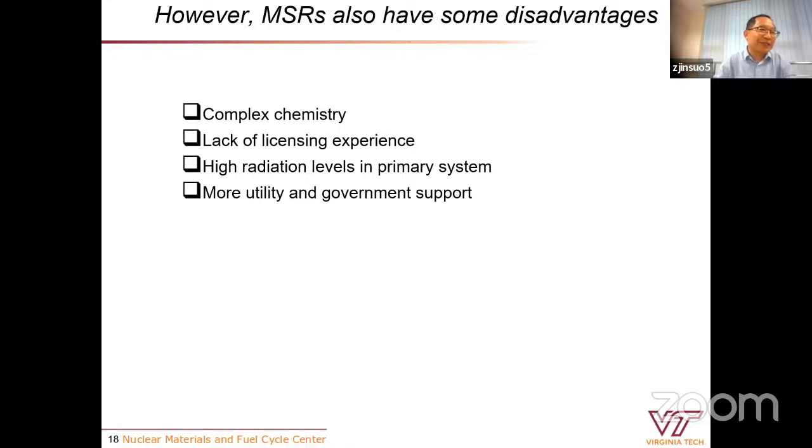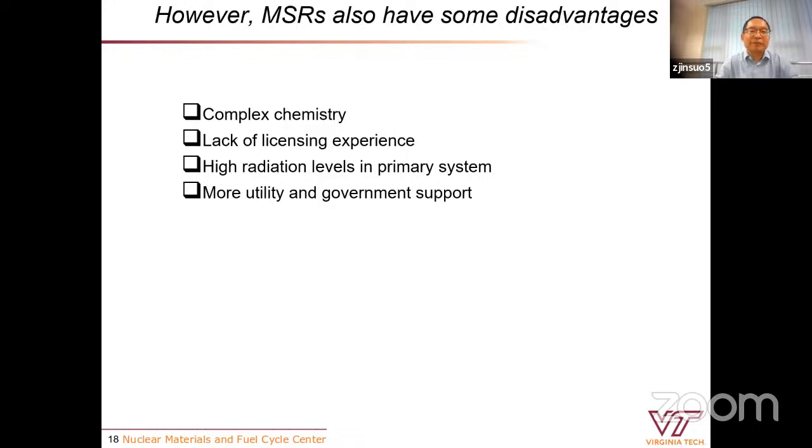However, I listed lots of advantages of molten salt. Everything has two aspects, right? They also have their disadvantage, because it is a very complex chemistry. You dissolve everything into the molten salt, and we do not have licensing experience. Even in the USA, the NRC does not have much licensing experience to license a molten salt reactor, and so we may have a high radiation level in the primary system because you dissolve everything in your salt. Your salt is a coolant.